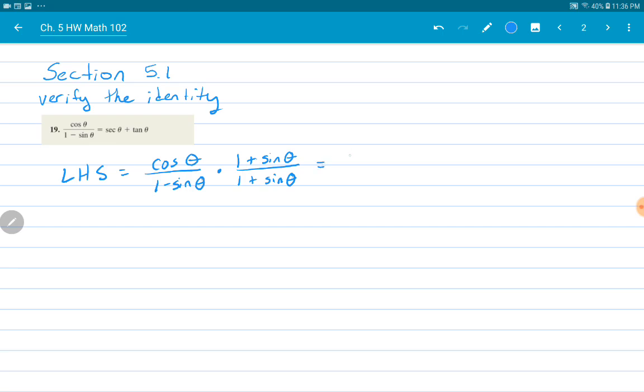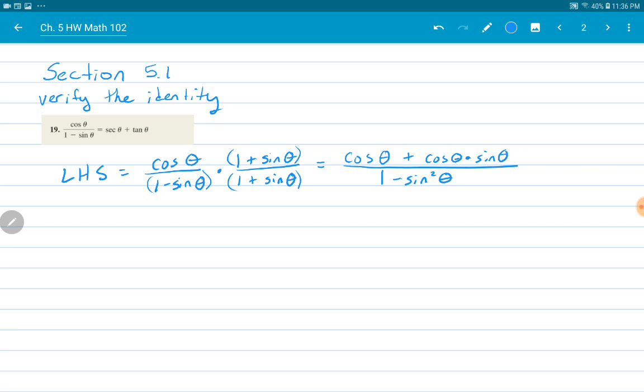So in the numerator, I'm just distributing now. So distributing the cosine times 1 and cosine times sine. And in the denominator, these are actually, if I distribute that, I actually get the difference of two squares. So I can do that a little quicker by doing this.